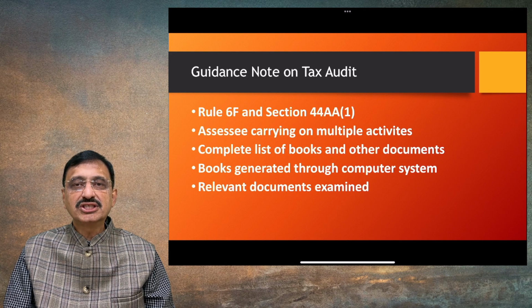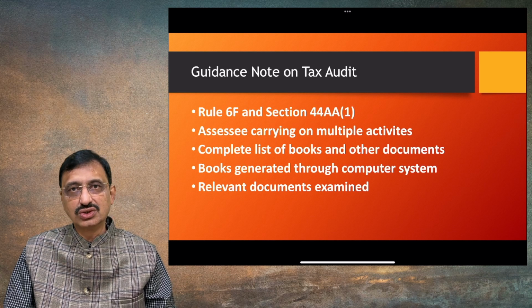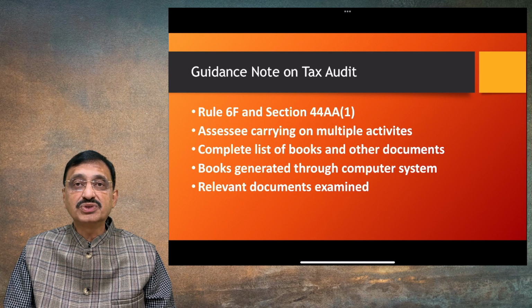As such, every person carrying on legal, medical, engineering or architectural profession or the profession of accountancy or technical consultancy or interior decoration or authorized representative or film artist, and whose total gross receipts exceed 1,50,000 rupees in all the 3 years immediately preceding the previous year, or where the profession has been newly set up in the previous year, his total gross receipts in the profession for that year are likely to exceed the said amount, he is required to maintain certain books of accounts as per Rule 6F, read with Section 44AA sub-section 1.